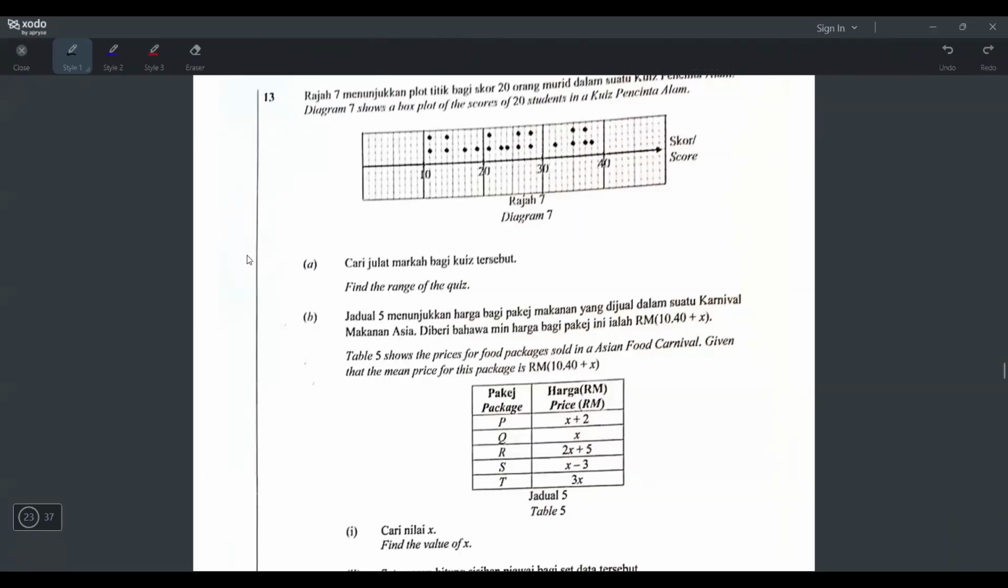Okay, let's continue with question number 13. I think this is the measures of dispersion chapter for ungrouped data, because I see the dot plot, right? Dot plot, you learned this in Form 4. Okay, measures of dispersion for ungrouped data.